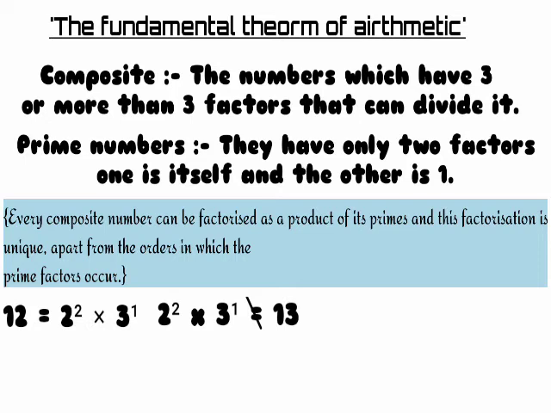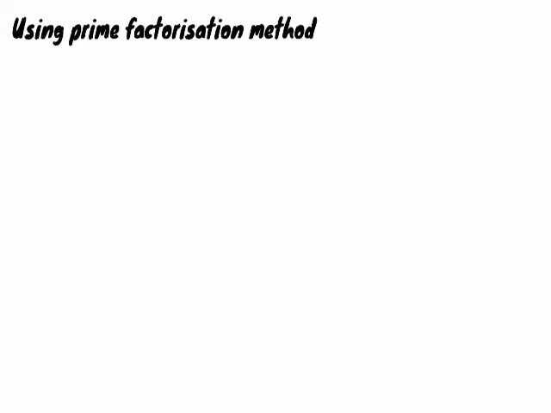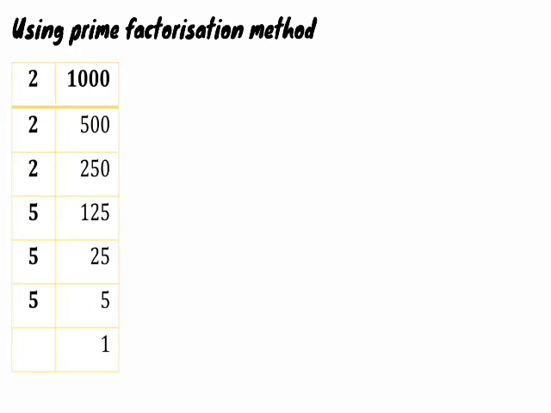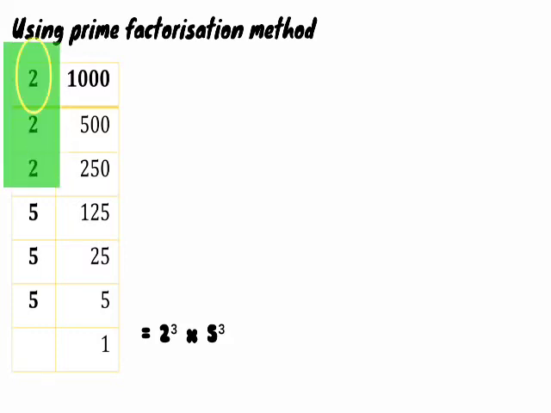12 is a small number and it is easy for us to make factors of it. But how to make factors of big numbers? Let's take 1000. How to obtain factors of it? Yes, by the prime factorization method. And its prime factors will come out as 2 cubed and 5 cubed. Obviously, they are a product. Guys, if you have one factor more than once, then you have to add its degree, whether it is 2, 3 or more than 3.